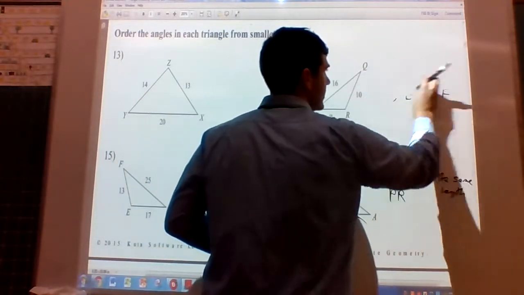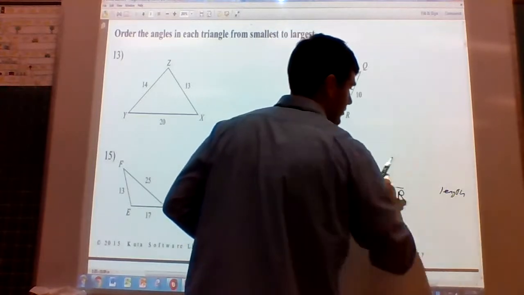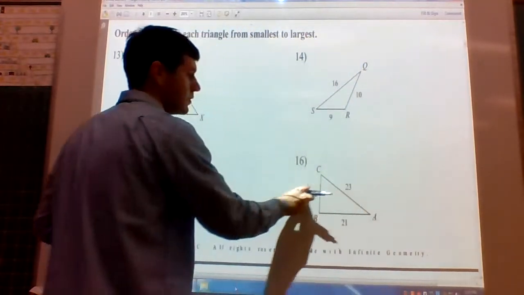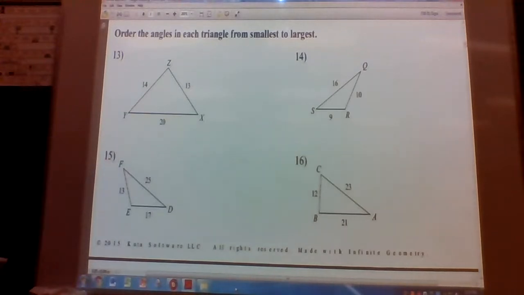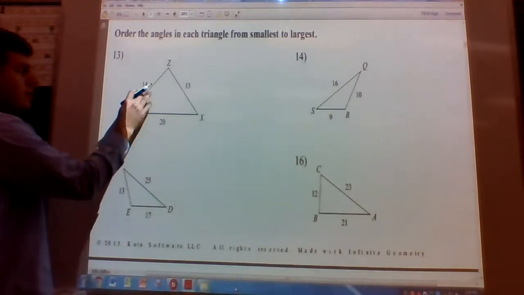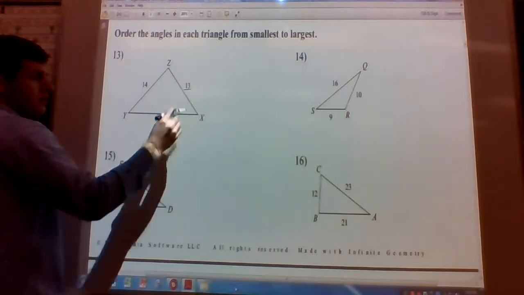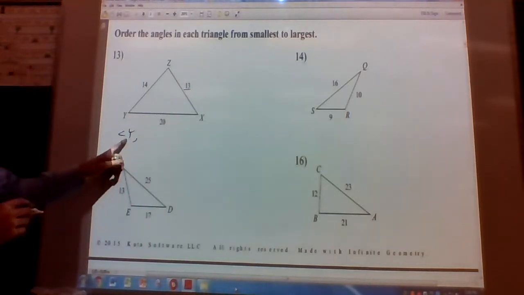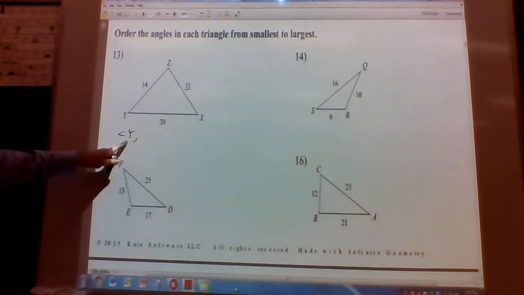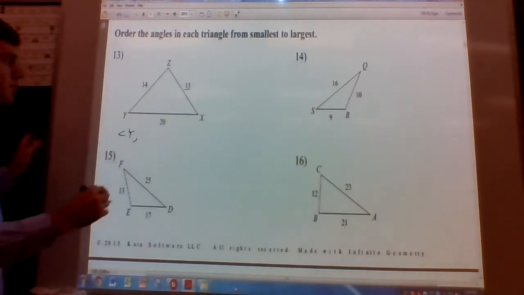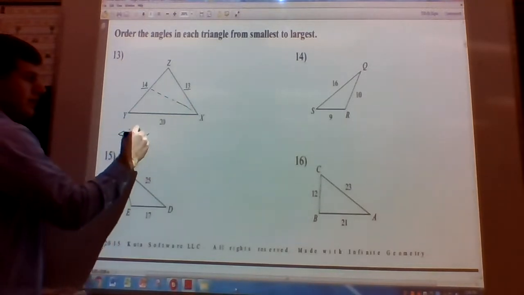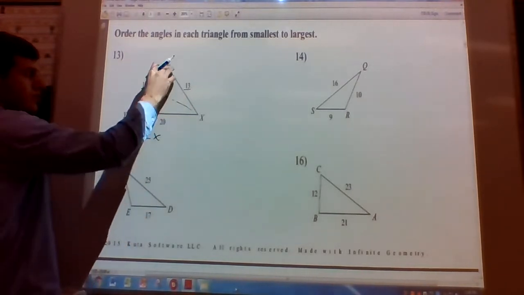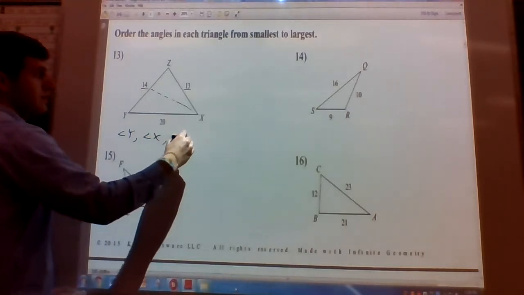Okay, guys, just skip ahead in the video if you already get it, obviously you shouldn't watch what you already know. But just like the shortest side was across from the smallest angle, the smallest angle is going to be across from the shortest side. So we have sides 14, 13, and 20. Smallest side is 13, so angle Y is going to be the smallest angle. 14 is our next smallest number, so we go opposite, which is angle X. Then our largest side is 20, so our largest angle is going to be angle Z.